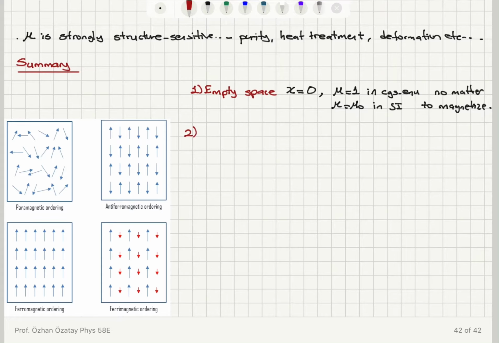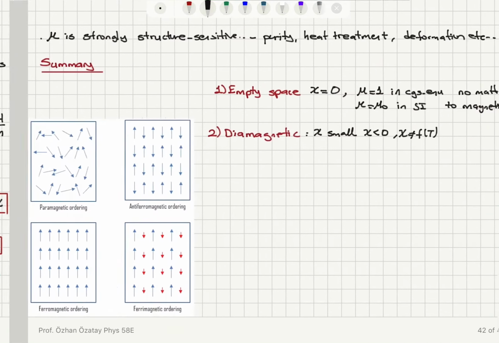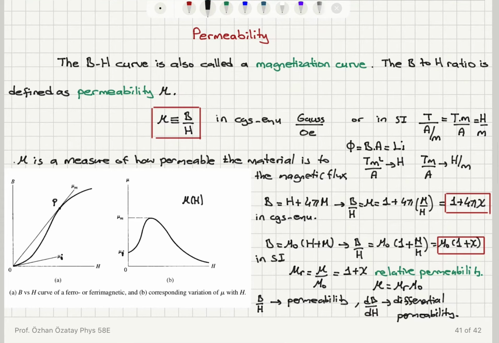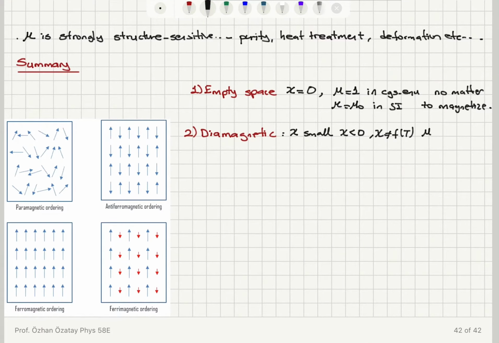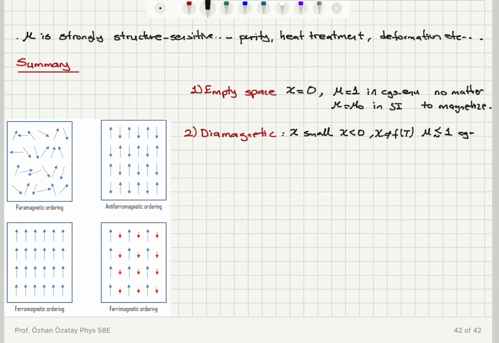The second type of material, diamagnets. So diamagnetic materials, we see that the susceptibility is small, it is negative, it is not temperature dependent. If chi is small and negative, that will give us mu slightly less than 1 in CGS. It will be slightly less than mu 0 in SI.